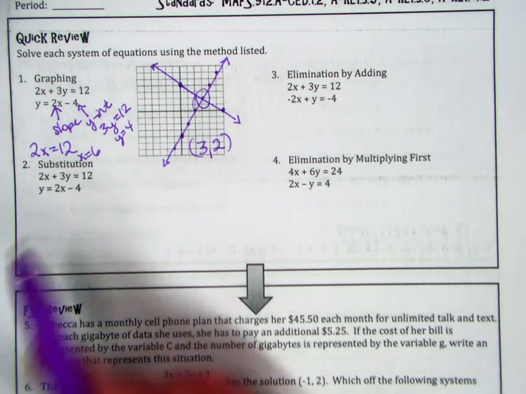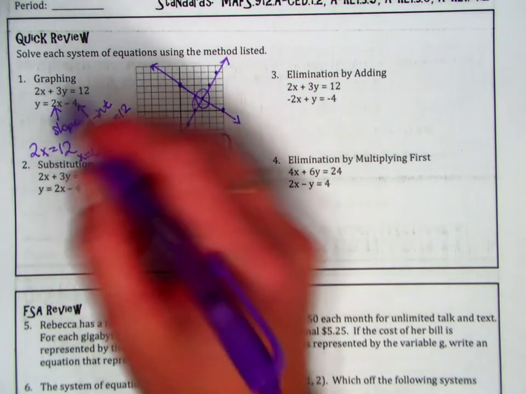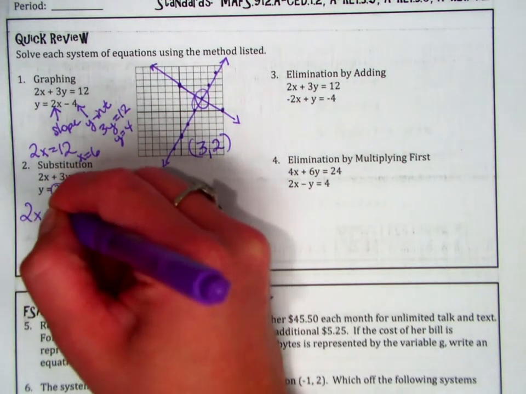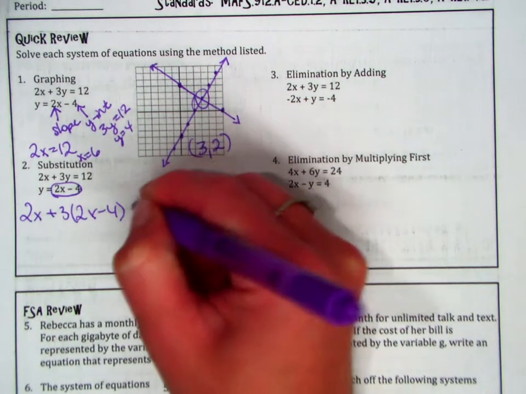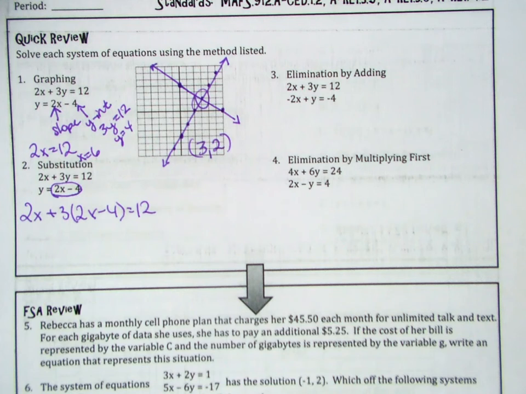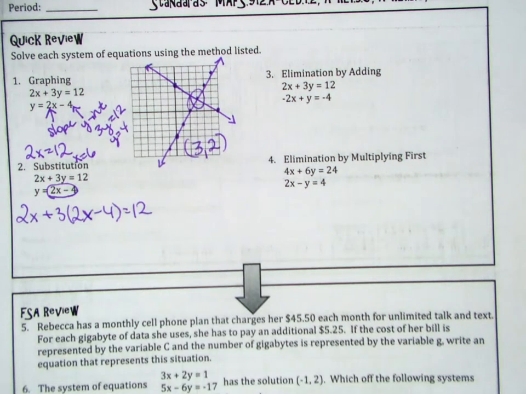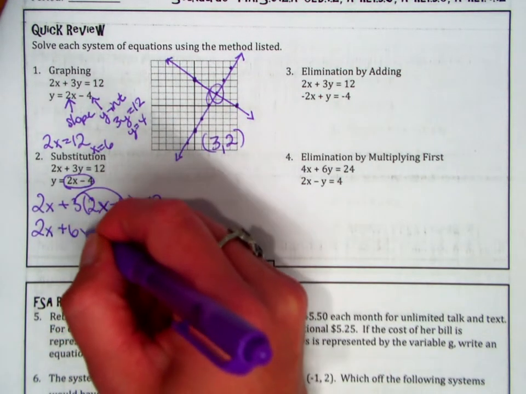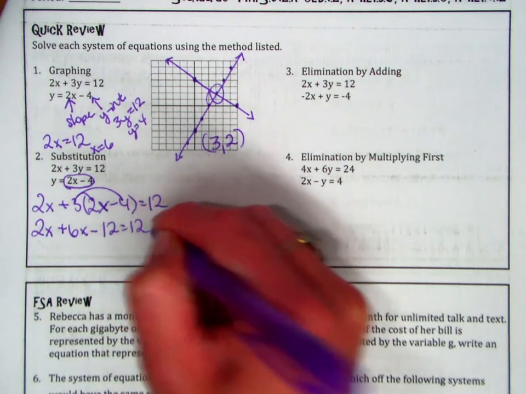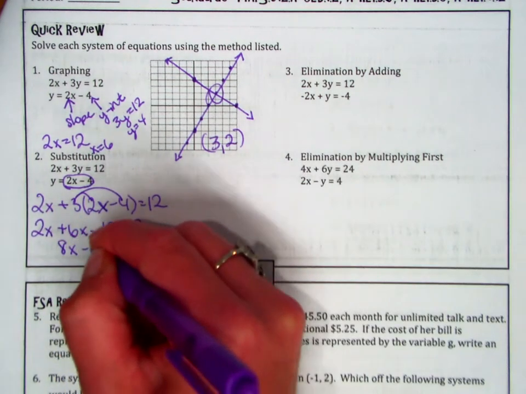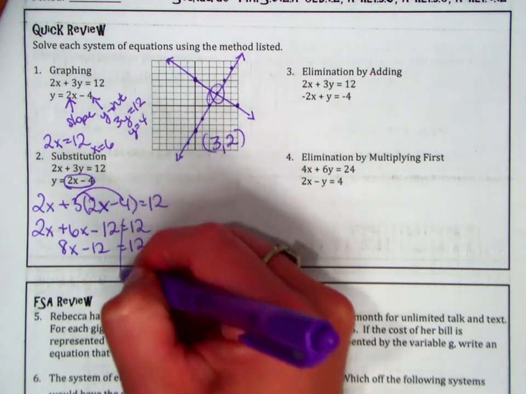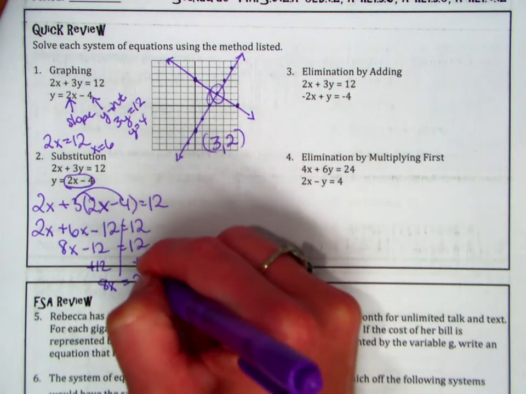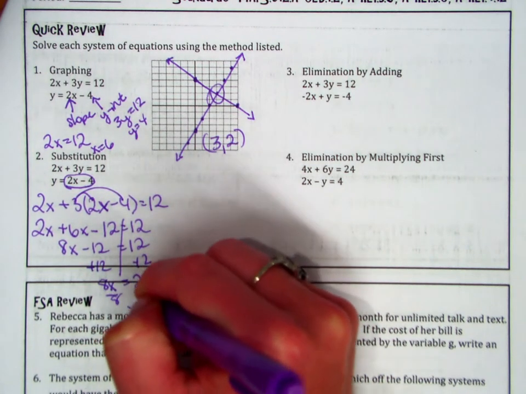Substitution. Remember when I'm out and I have a substitute? So I'm going to substitute. They tell me here that y equals 2x minus 4. So wherever y is in my first equation, I'm going to replace it with 2x minus 4, so 2x plus 2x minus 4 equals 12. Now I have an equation written with only one variable. Let's distribute: 2x plus 6x minus 12 equals 12. So 8x minus 12 equals 12. Add 12: 8x equals 24. Divide: x equals 3.